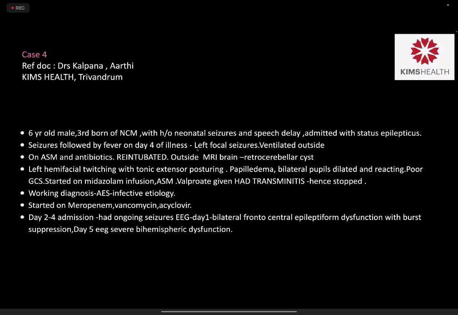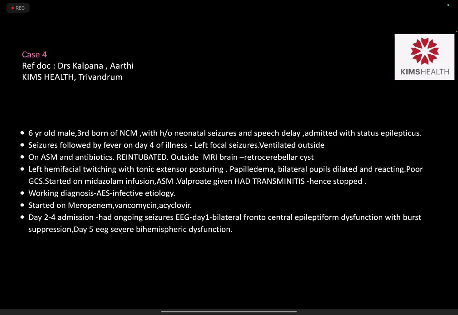He was on 4 anti-seizure medications and antibiotics were started, and he was extubated, but seizures continued, so he required reventilation. Outside, they had done a plain MRI, which has been put up in this presentation, and that shows the retrocerebellar cyst. The seizures continued, so he was referred. On arrival to the ER, he had left hemifacial twitching with tonic extensor posturing, and he had papilledema, and bilateral pupils were dilated and reacting.